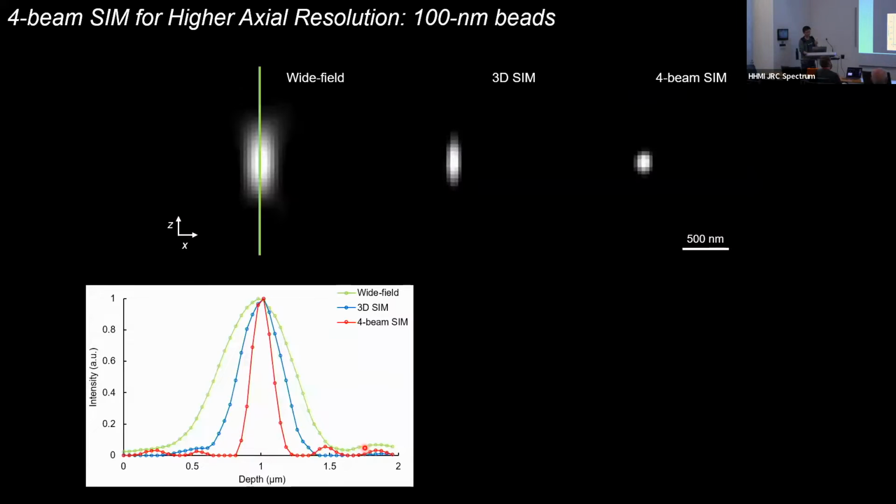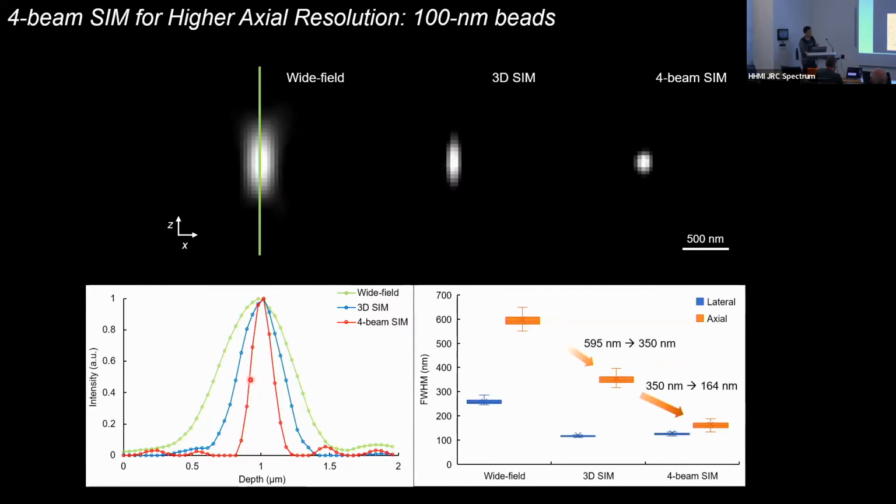If we zoom in and plot the intensity profile of the central line, we can see the progressive axial resolution improvement from the wide field, 3D SIM, and 4-beam SIM clearly illustrated. And the statistical analysis of the full width at half maximum shows that 3D SIM doubled the axial resolution from 600 nanometers to 350 nanometers, which is quite consistent with previous work. While our 4-beam SIM further improved the axial resolution from 350 to 160 nanometers.